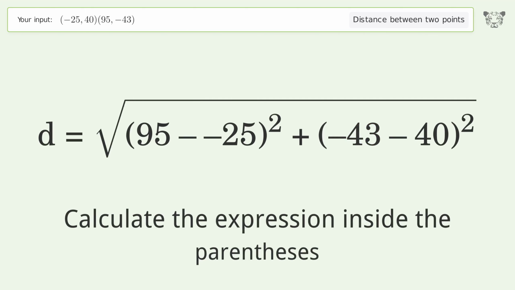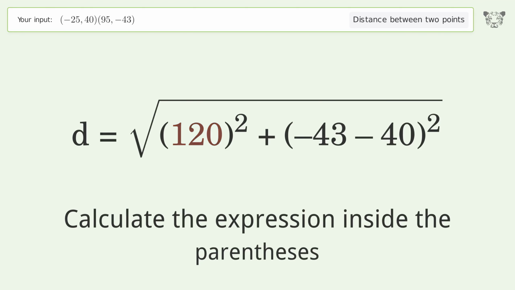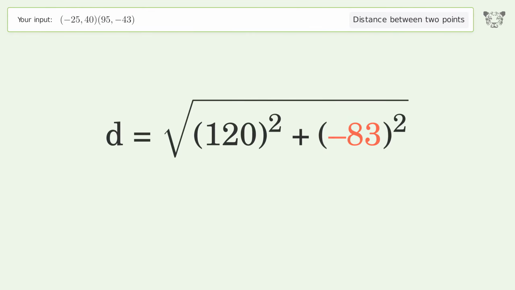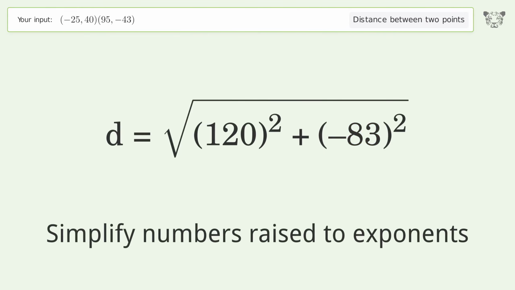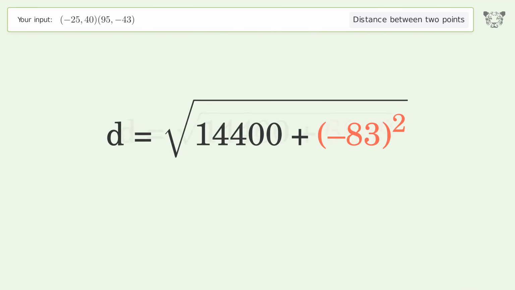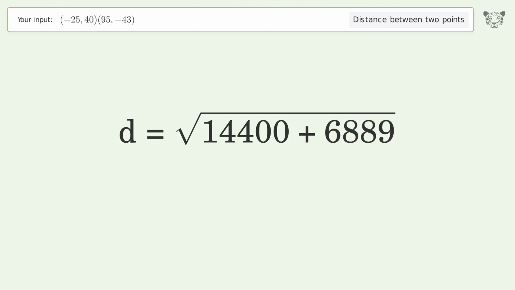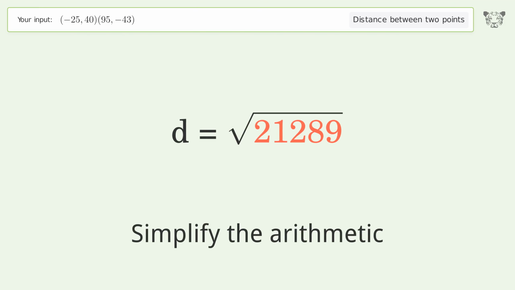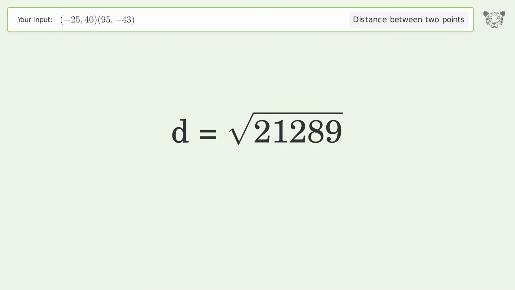Calculate the expression inside the parentheses. Simplify numbers raised to exponents. Simplify the arithmetic. And so the distance between the 2 points is the square root of 21,289, or 145.908.